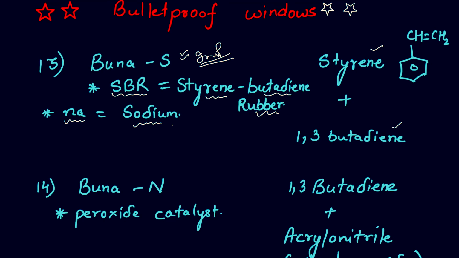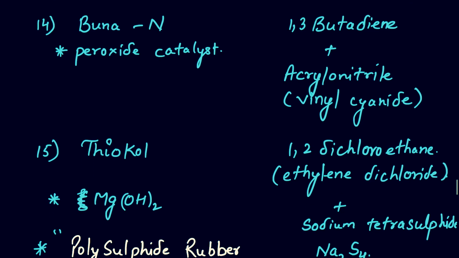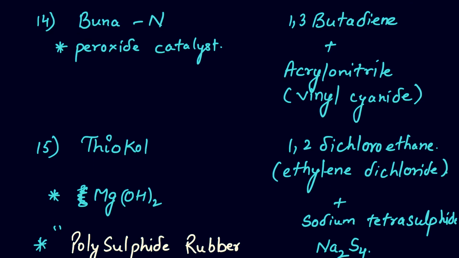Our next polymer is Buna-N. Now Buna-N has monomers of 1,3-butadiene and acrylonitrile. So this reaction occurs in the presence of a peroxide as catalyst. So what are the monomers of Buna-N? That is 1,3-butadiene and acrylonitrile. So these are basically the polymers. We will discuss about the other polymers in the next video.